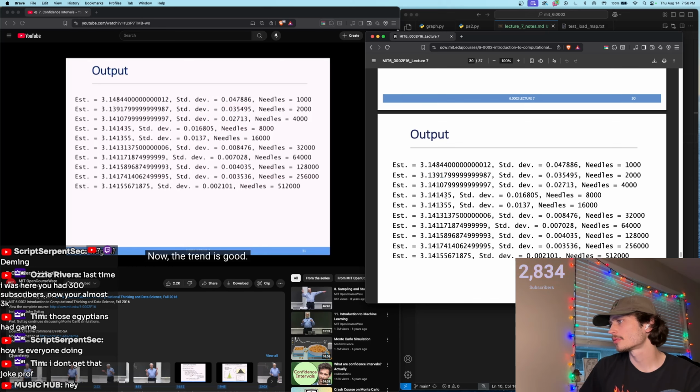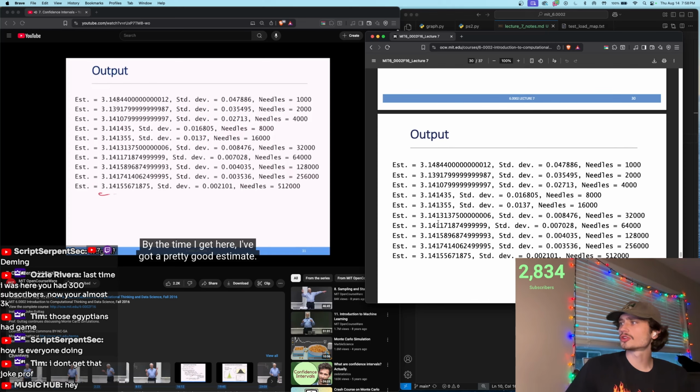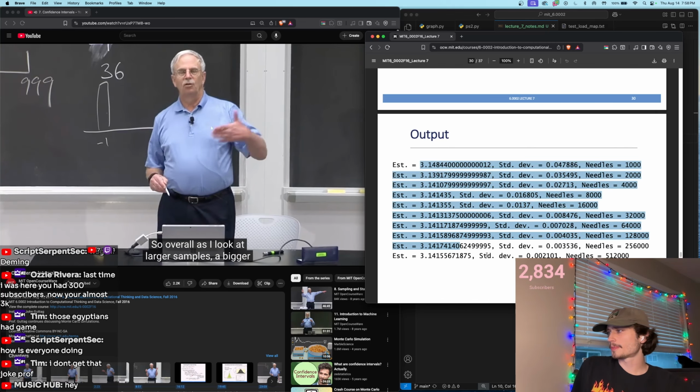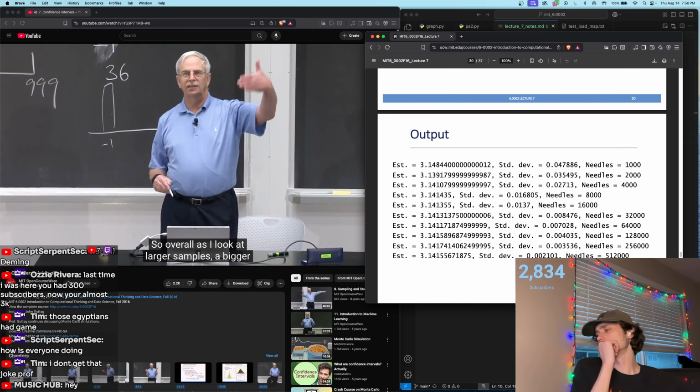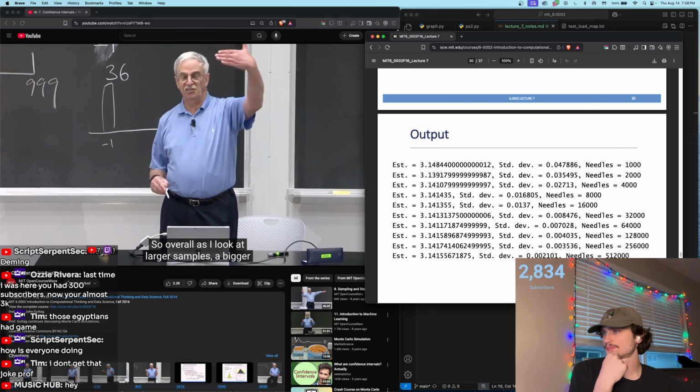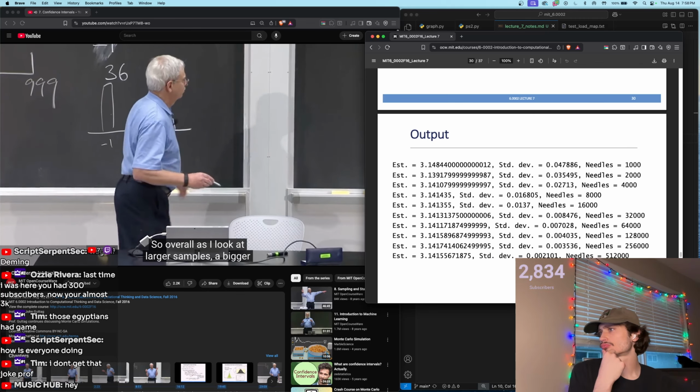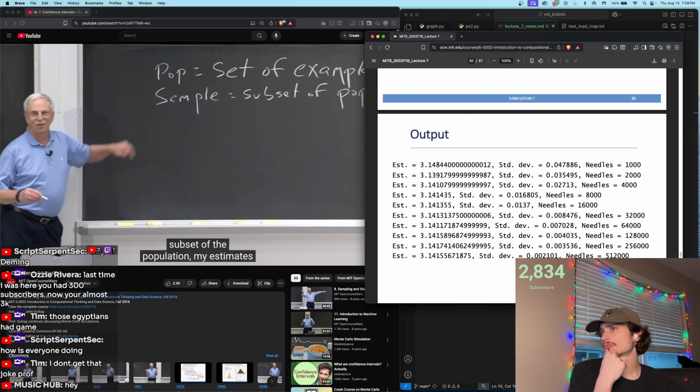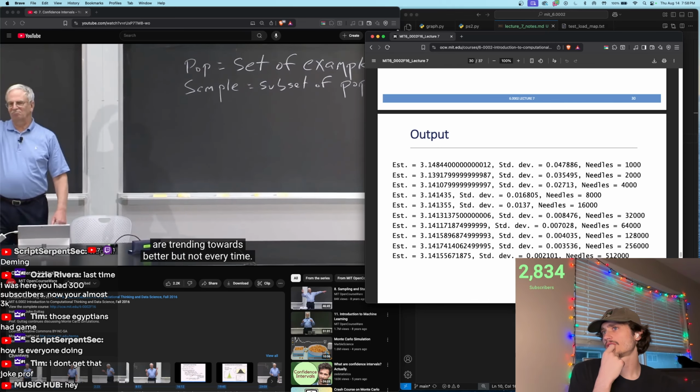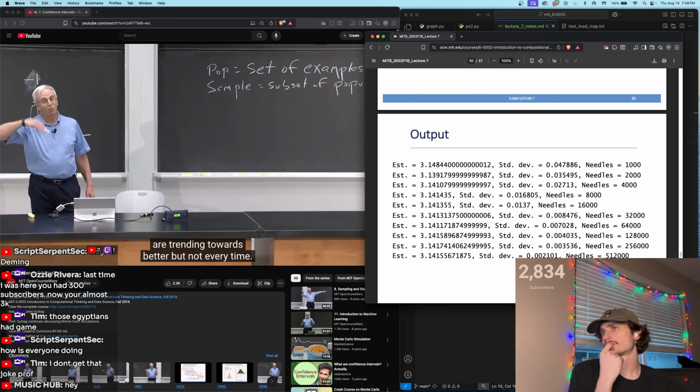Now the trend is good. Overall, the trend is upwards, and by the time I get here, I've got a pretty good estimate. But it isn't every time. So what does that tell us then? Larger samples, a bigger subset of the population, tend to trend my estimates towards the right answer. Trending towards better, but not every time.